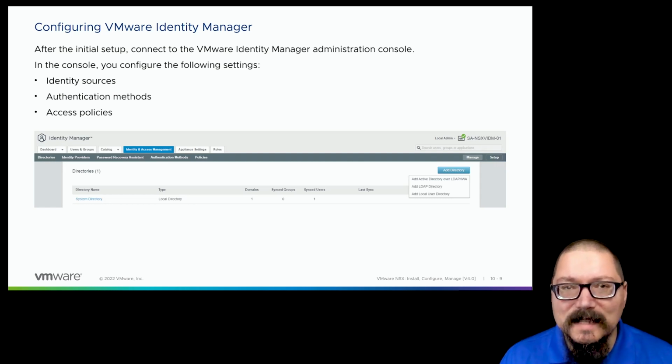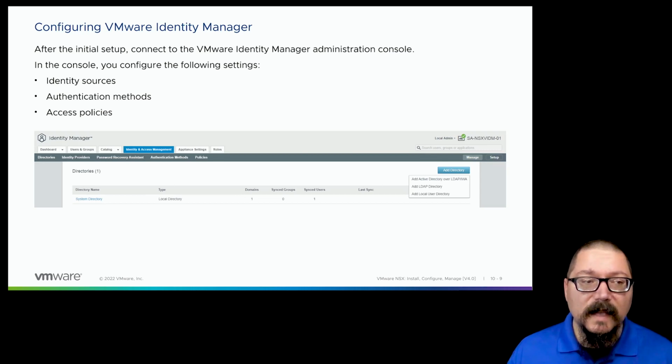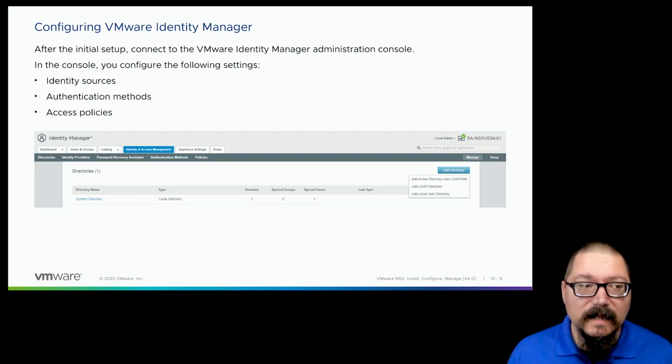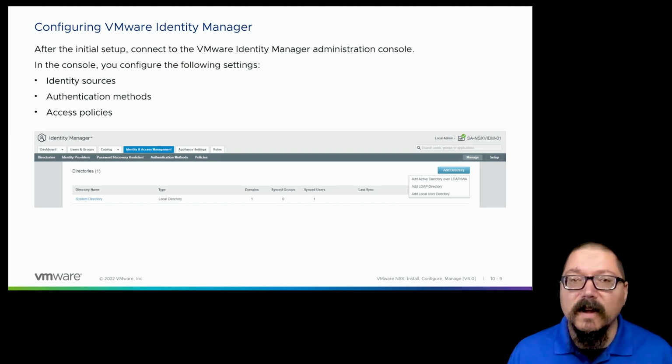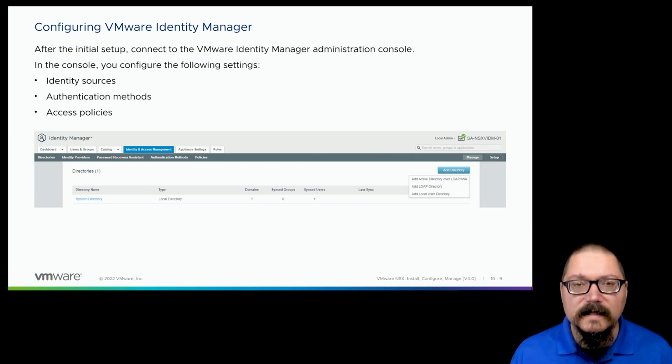Now, once that's all done, this is where we get into configuring things so that we can integrate Identity Manager with NSX. So I'm going to come into my Identity Manager console, and I need to come into my directories and maybe add a directory to add my Active Directory if I'm attaching to that. This is also where I can define my authentication methods and my different policies. When do accounts lock out? How long do they take to unlock? Do they automatically unlock? All those kinds of things.